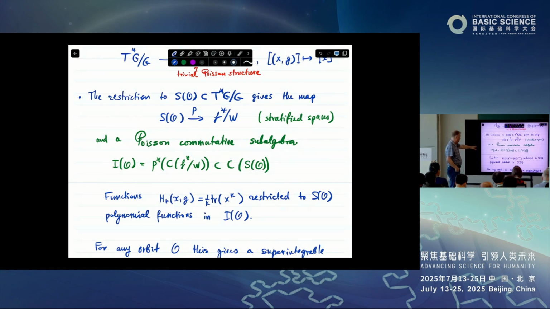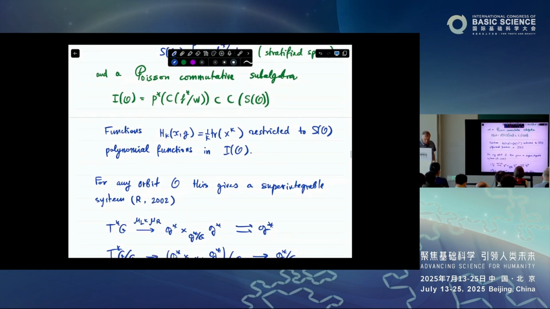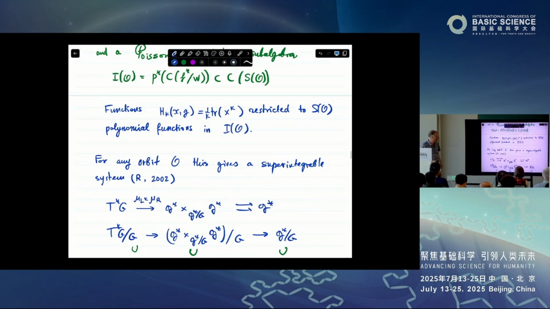And the Poisson commutative algebra: you take the pullback of functions on the base, and this gives you a Poisson commutative subalgebra in the algebra of functions. In particular, these functions restricted to the symplectic leaf give polynomial functions from this subalgebra, and they are Poisson commuting, independent, and they generate the whole subalgebra.